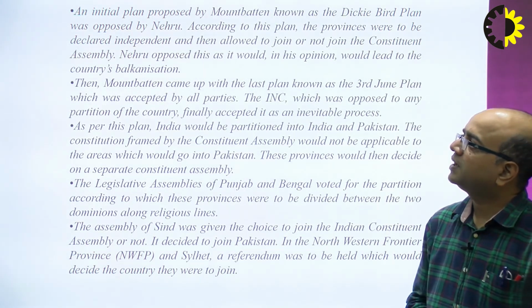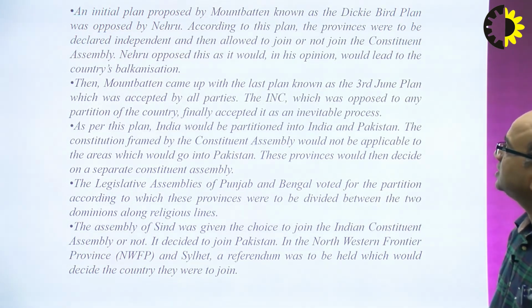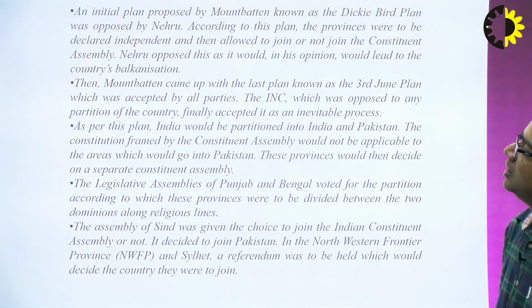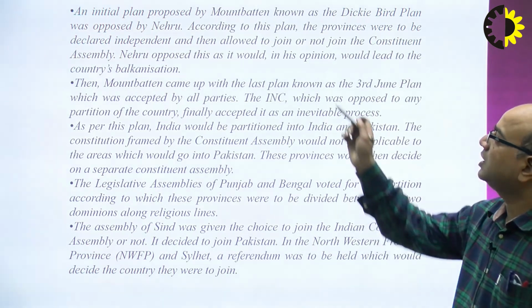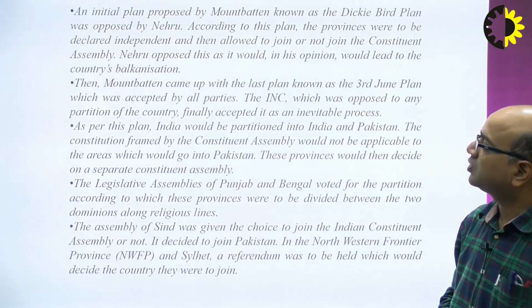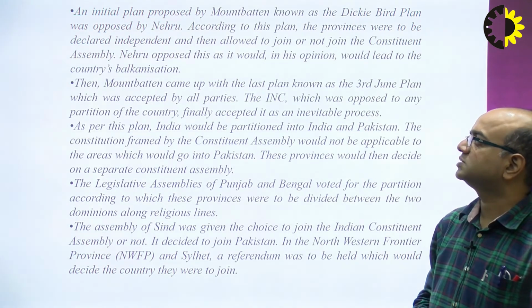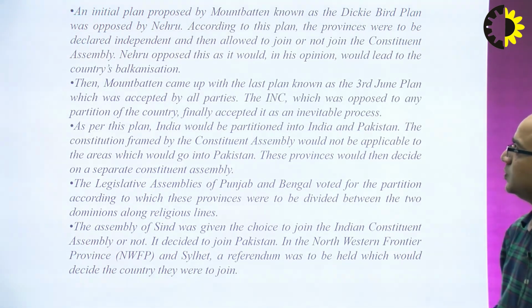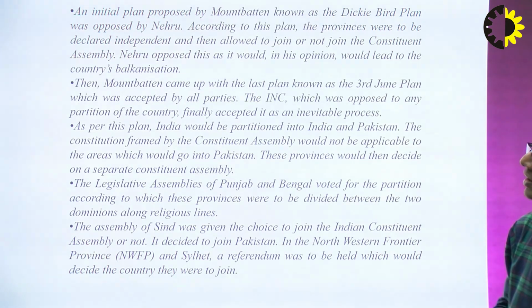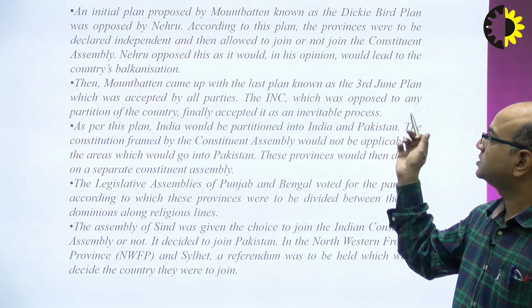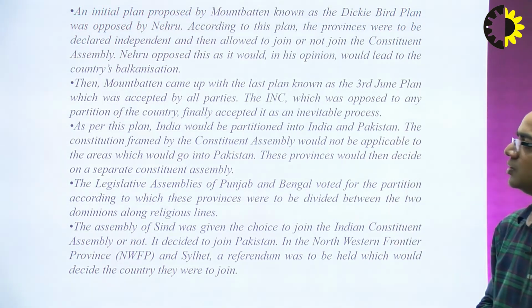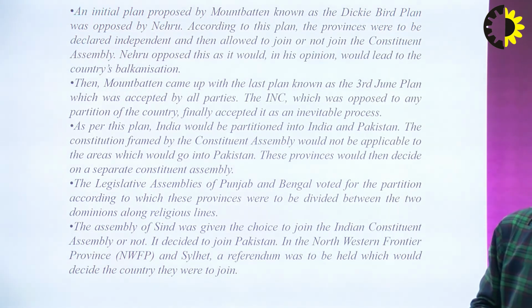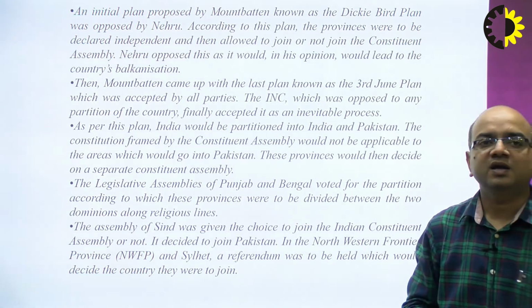An initial plan was proposed by Mountbatten, known as the Dickie Bird Plan. According to this plan, the provinces were to be declared independent and then allowed to join or not join the Constituent Assembly, and Nehru opposed this, as it would, in his opinion, lead to the country's balkanization. And then Mountbatten came up with the last plan, known as the 3rd June Plan, which was accepted by all parties, and the Indian National Congress, which was opposed to any partition of the country, finally accepted it.